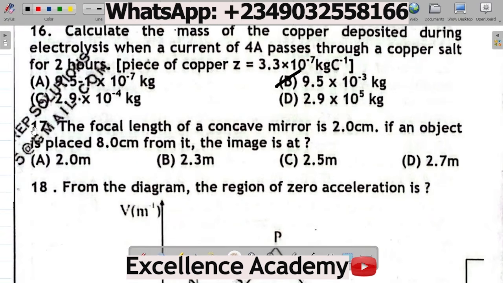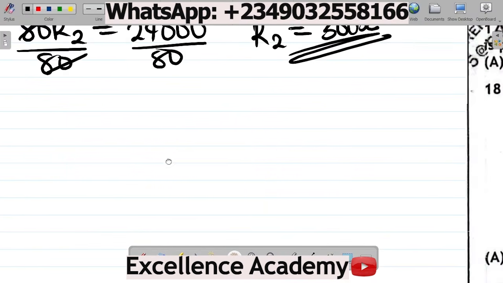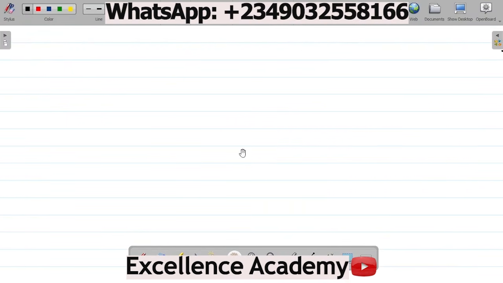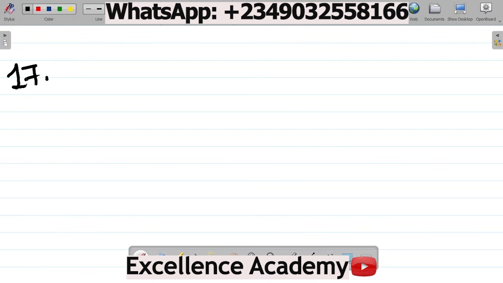Next up, question number 17. 17 says the focal length of a concave mirror is 2.0 cm. If an object is placed 8.0 cm from it, the image is at A, 2 meters, B, 2.3 meters, C, 2.5 meters, D, 2.7 meters. So for question 17, let's get the mirror equation.